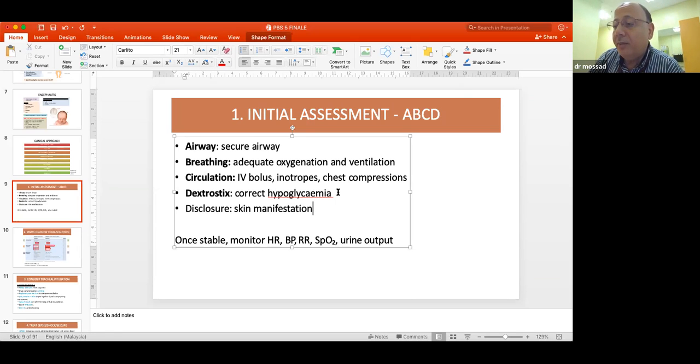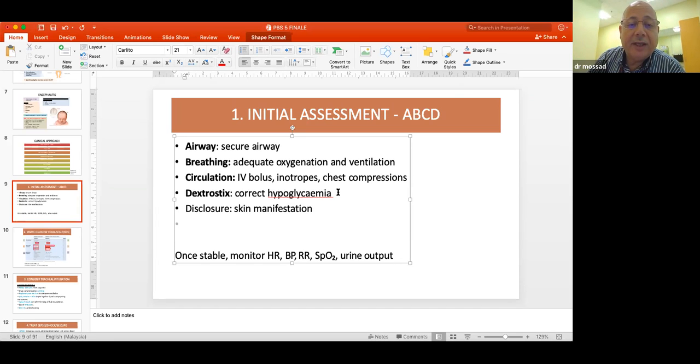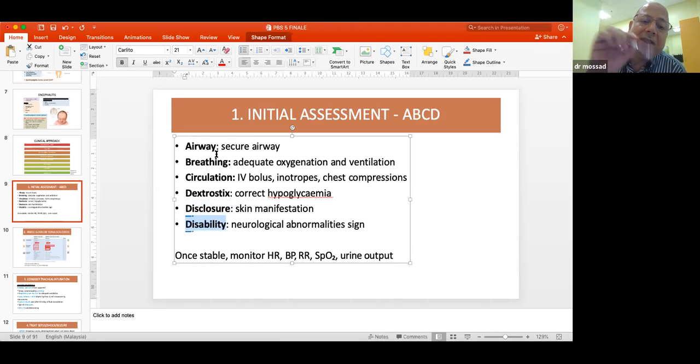The second D will be disability. Is there any neurological disability? It is very important to check neurological signs, like upper motor, lower motor, which is very important in the first survey. So remember that it is A, B, C, 3D, or some put the disclosure as exposure, making it A, B, C, D, E, whatever you wish, but don't forget disability because it is very important also. Okay.